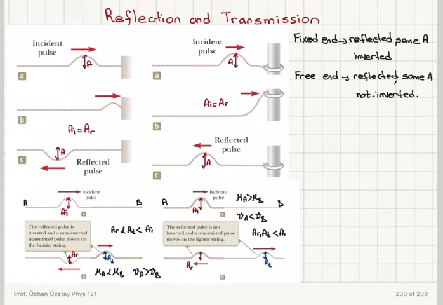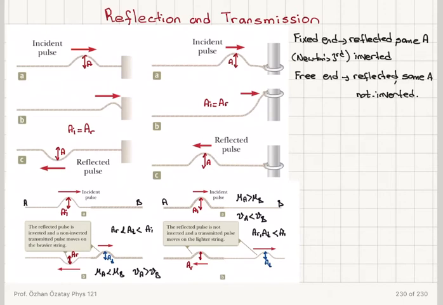And why is a pulse inverted when it hits a fixed end? Because there will be a reaction force coming from the wall acting on the pulse. The pulse is applying a force on the wall, and the wall is applying a reaction force on the pulse. So this comes from Newton's third law, action reaction.